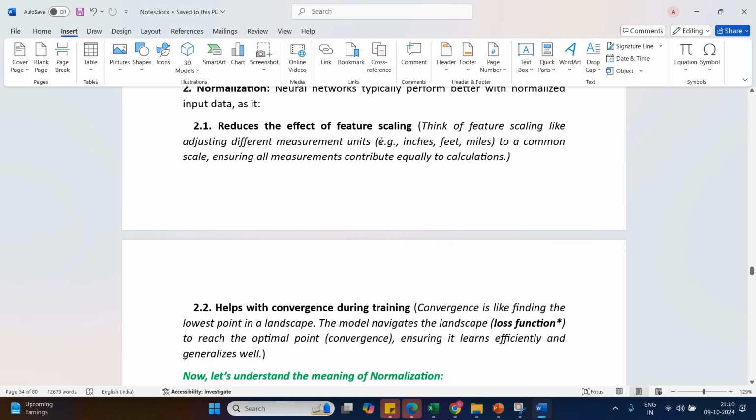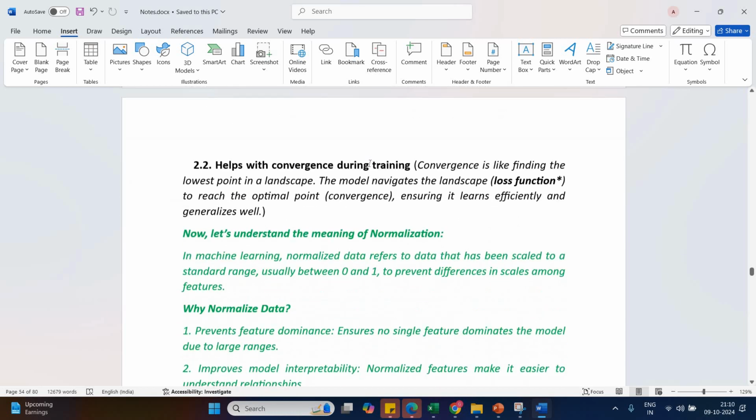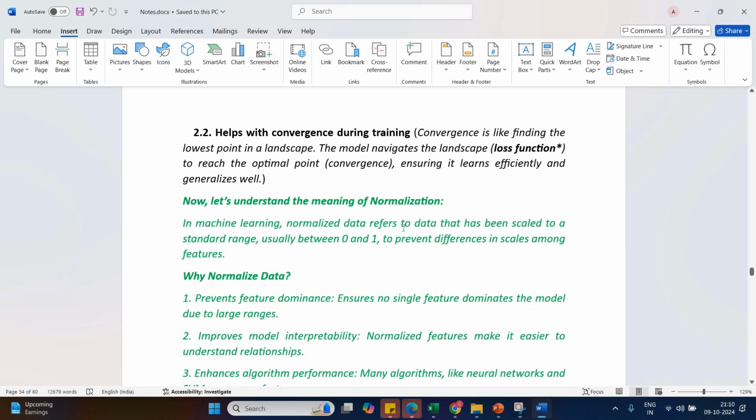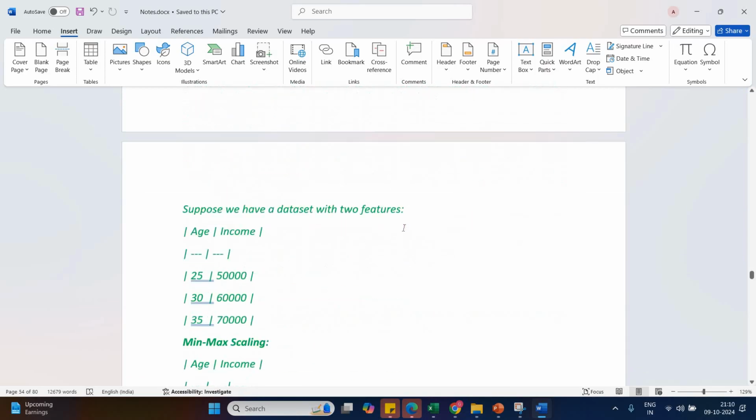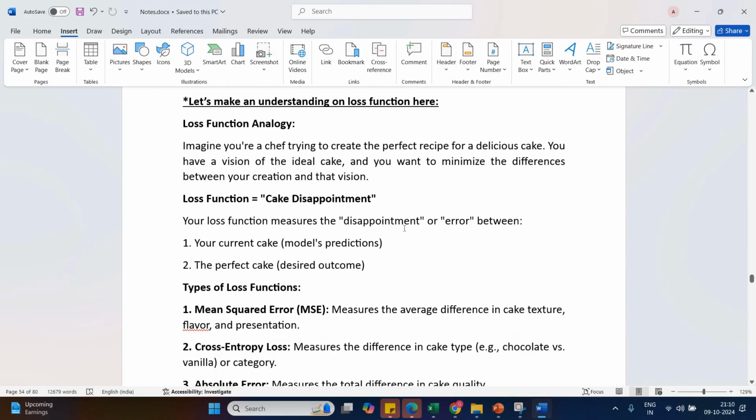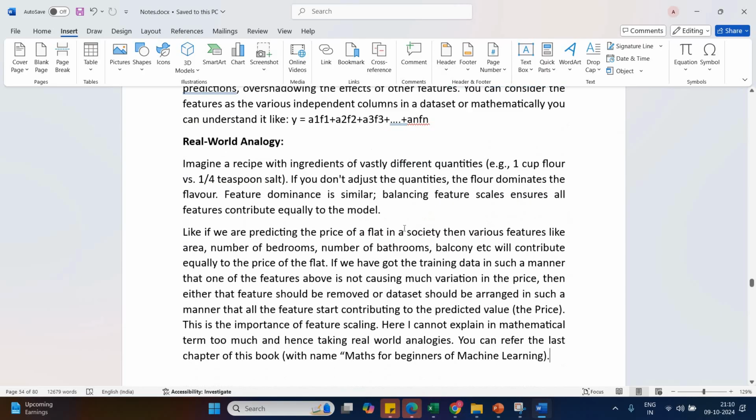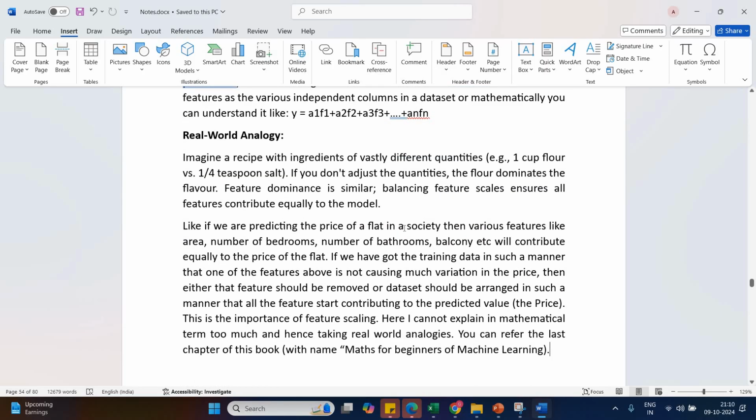Okay, and we will be covering feature scaling and normalization techniques. What are the normalization techniques which are used? All those things we are going to discuss. But before that, let me introduce you to one real life example with the help of which it will be really easy for you to understand these concepts.